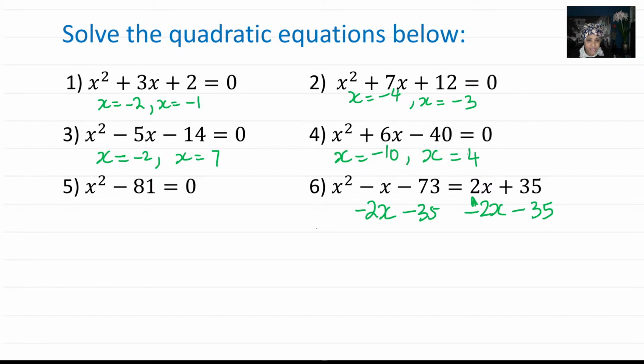All right, so we're gonna rearrange this. So now we have x squared minus x and minus 2x. That will give you minus 3x. So we'll have minus 3x here, minus 73 and minus 35. This will be minus 108, equal to, if you subtract these, you will get 0 on this side. Okay, right. So we have to find a number that makes 108.